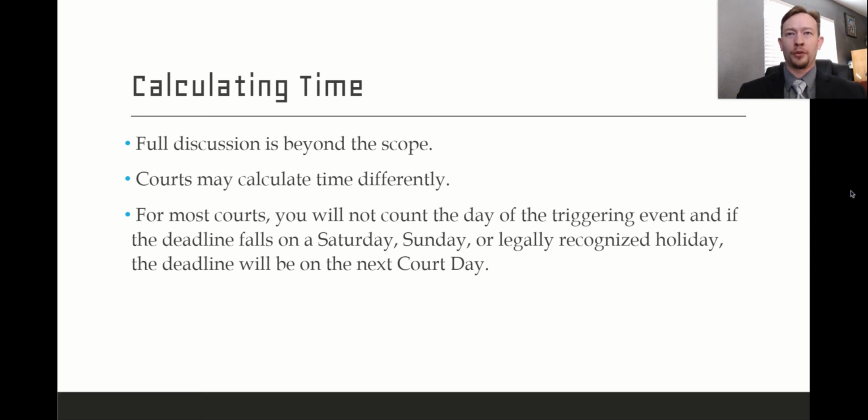However, in general, with most courts, you will not count the date of the triggering event. In other words, if you are served a written notice of entry of judgment from a Nevada State District Court decision, you don't count that day on which you received service in calculating your deadline to file the notice of appeal. You begin on the next day. And if the final deadline would fall on a Saturday, Sunday, or other legally recognized holiday, the deadline will instead be considered to be on the next court day.